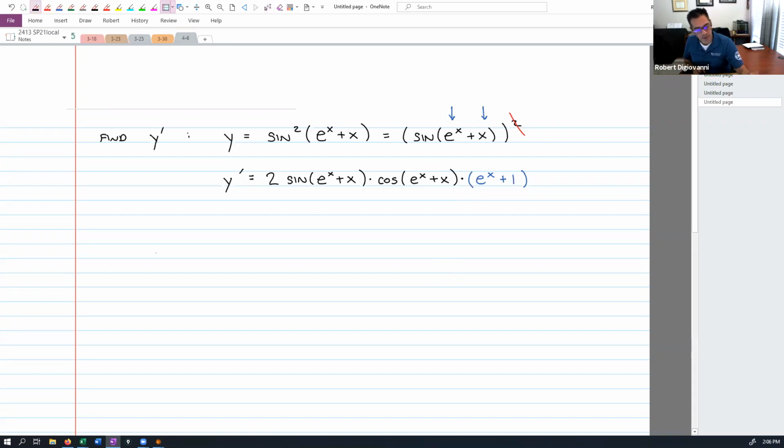All right. Okay, next one. Let's do, how about this? Find y prime. Okay, y equals, how about this one? x e to the sine x. I'll give you a minute.